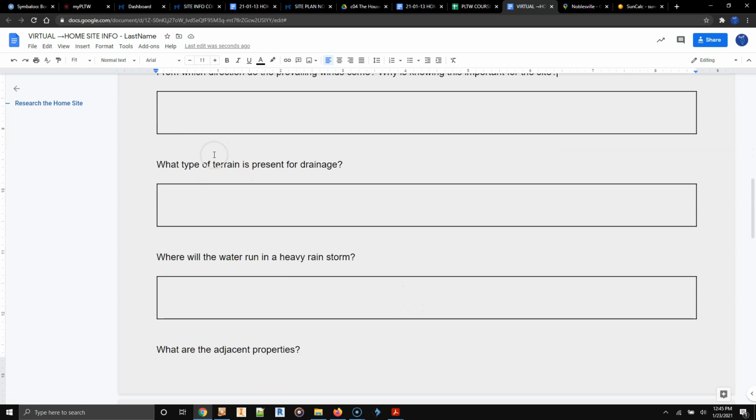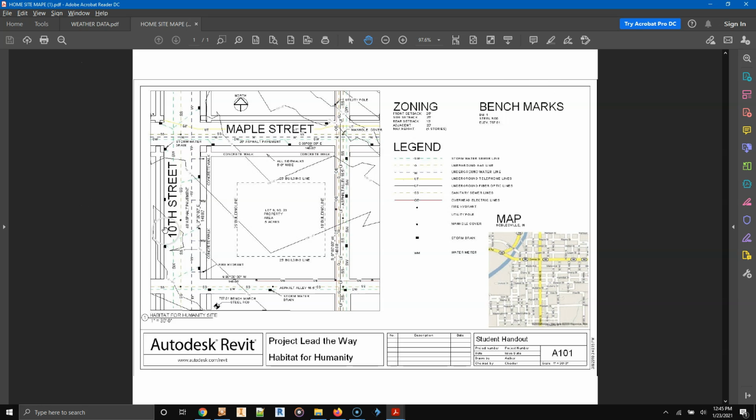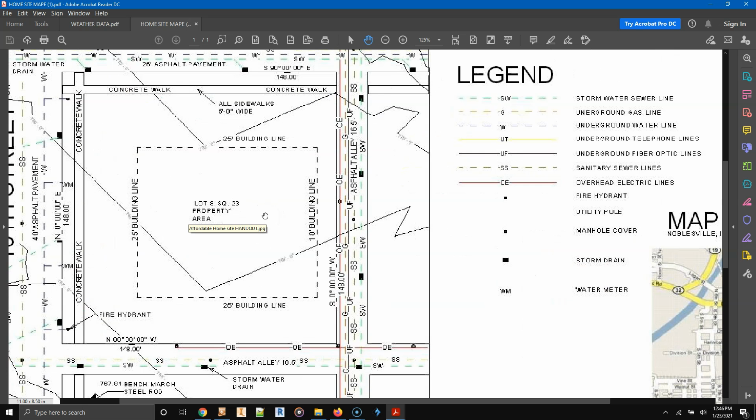Okay, the next thing we need to do is look at the type of terrain that's present for the drainage. And for this, we need to look at the PDF of the site map I provided. So this is the PDF, and you will need to have this for reference. And we're going to zoom in on this.